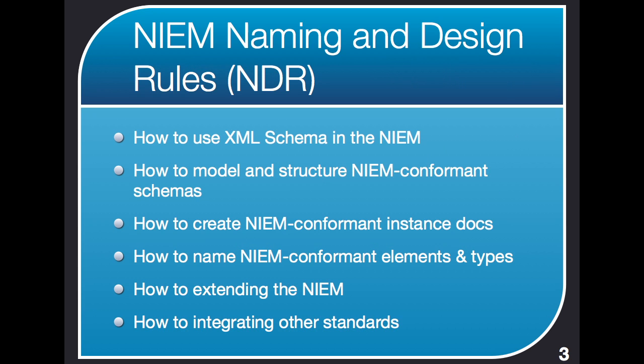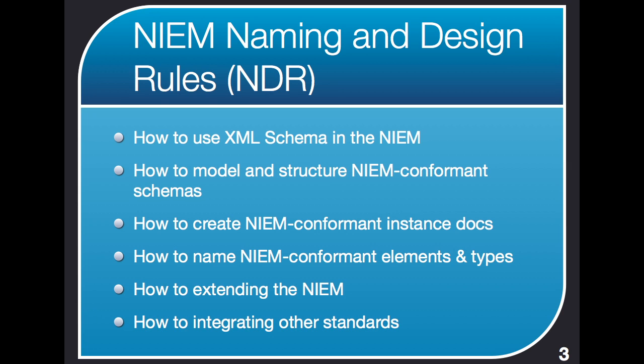The NIEM Naming and Design Rules actually covers a wide variety of different things about which you can make rules. It talks about how to use XML schema within the context of the NIEM. XML schema has a lot of things that it can do, but the NIEM doesn't use every feature of XML schema. Furthermore, the NIEM has some constraints on how you use XML schema within the context of the NIEM. So the NDR tells you how to do that. It tells you how to model and structure NIEM conformance schemas. Again, you can do a lot of stuff in XML schema, but in order to do it within the context of the NIEM, there are rules for how to structure all of that.